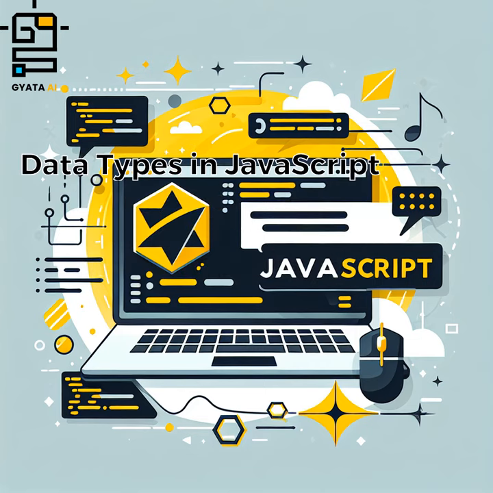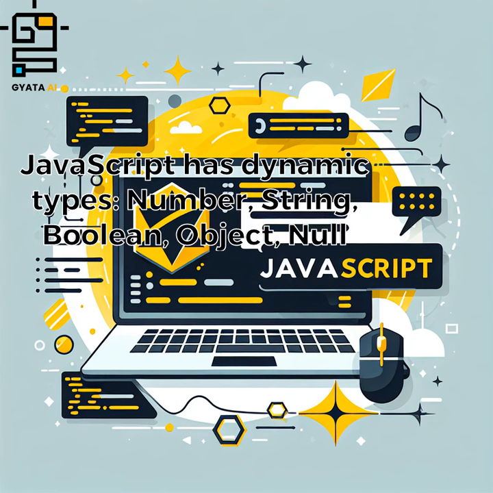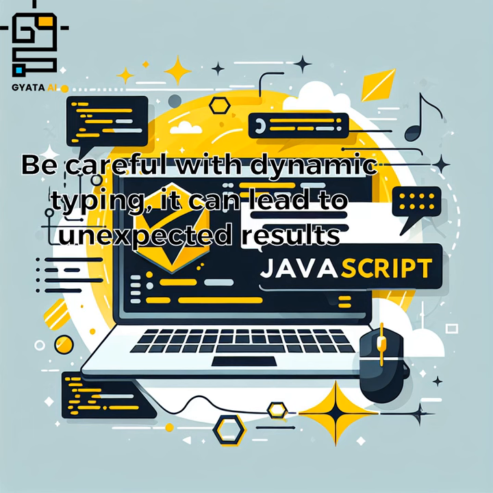Data types in JavaScript. JavaScript has dynamic types: number, string, Boolean, object, null. Be careful with dynamic typing. It can lead to unexpected results.